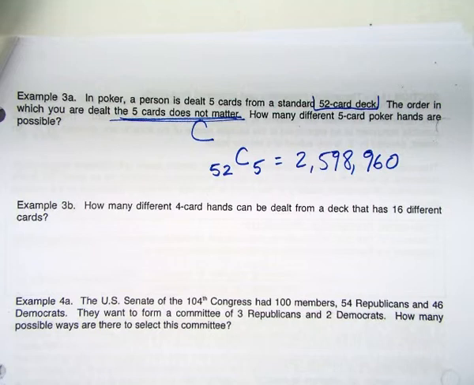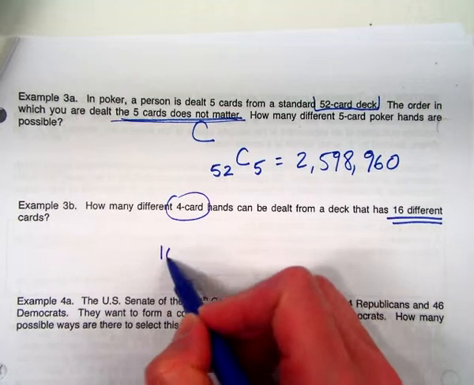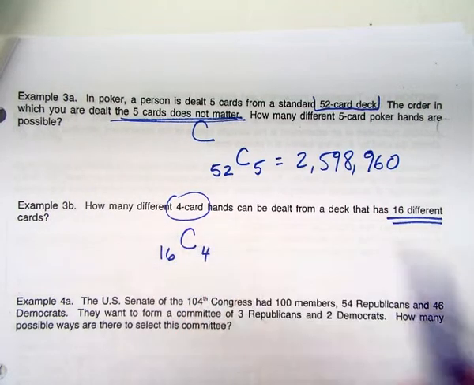Next one. How many different 4-card hands can be dealt from a deck that has 16 cards? So now we do 16 choose 4. We're not going to worry about figuring that one out because it's just a calculator.